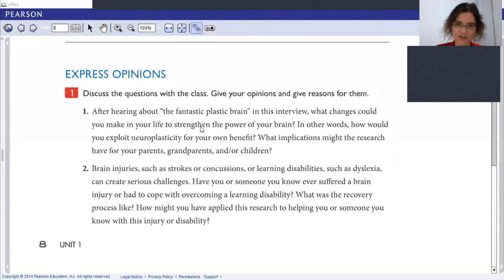Brain injuries such as strokes or concussions or learning disabilities such as dyslexia can create serious challenges. Have you or someone you know ever suffered a brain injury or had to cope with overcoming a learning disability? So what was the recovery process like? How might you have applied this to helping you or someone you know with this injury or disability? Does anyone want to respond to this, or who would like to respond?